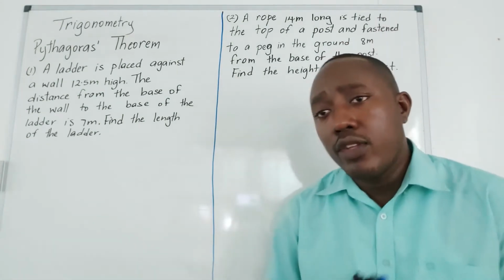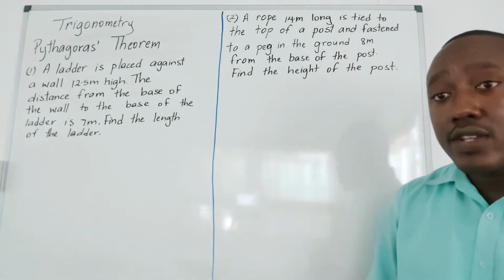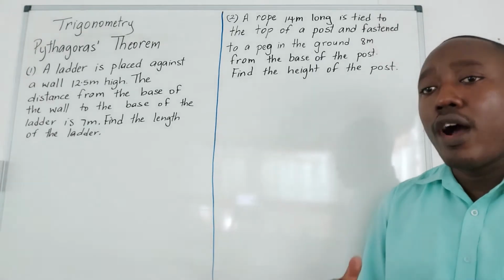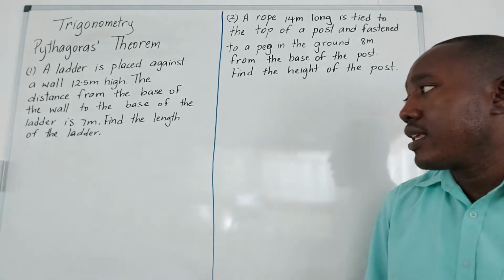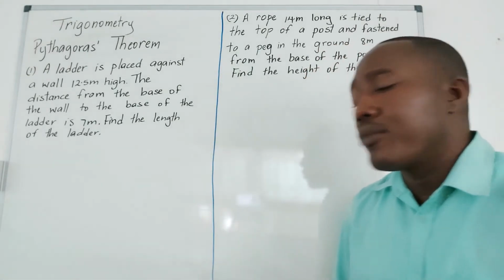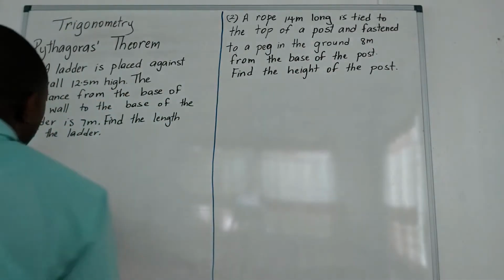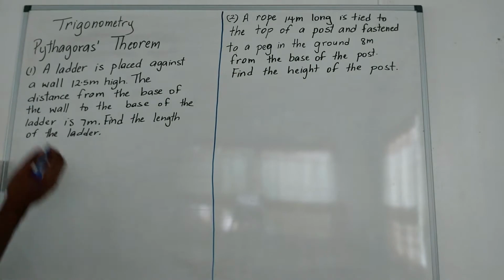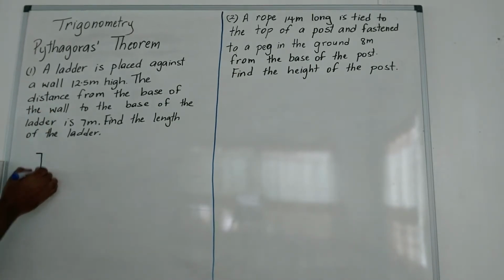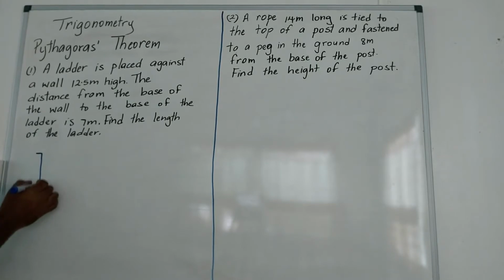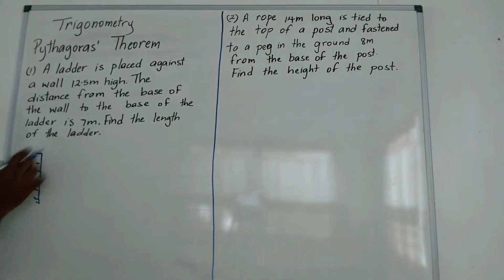Now, when we're given questions like this, the first thing we should do is draw a diagram to represent the information that is given. So let's draw a diagram. First, it says a ladder is placed against a wall. So we have our wall here, and this wall is 12.5 meters high.